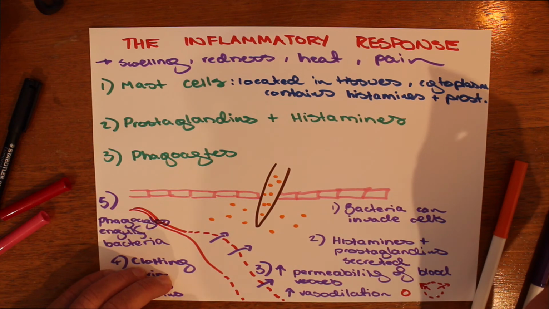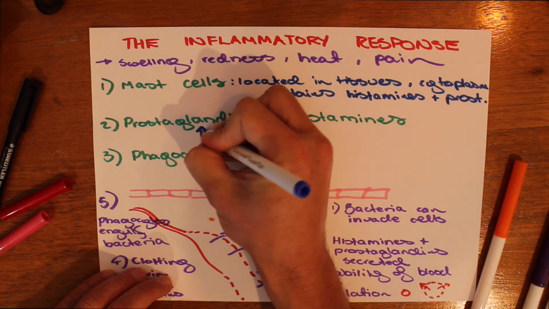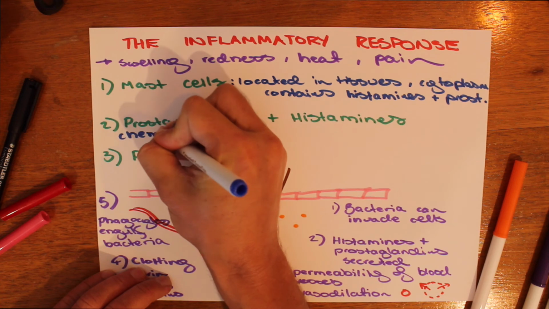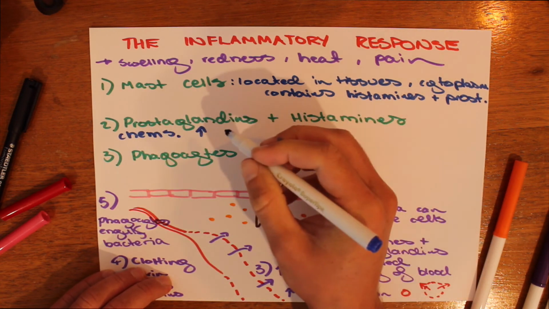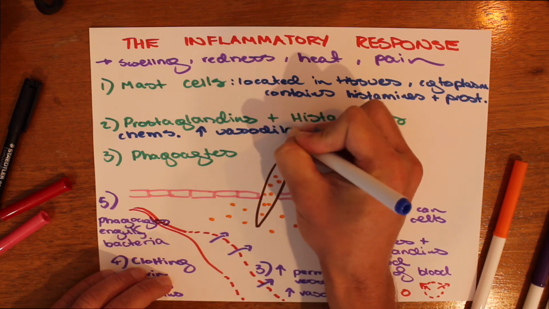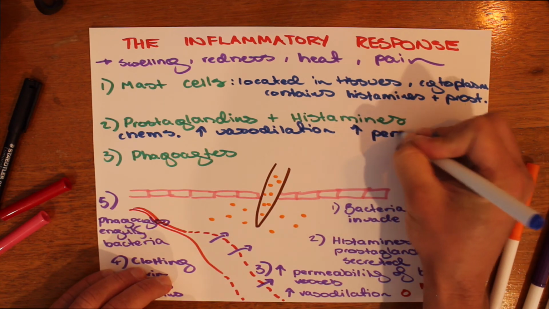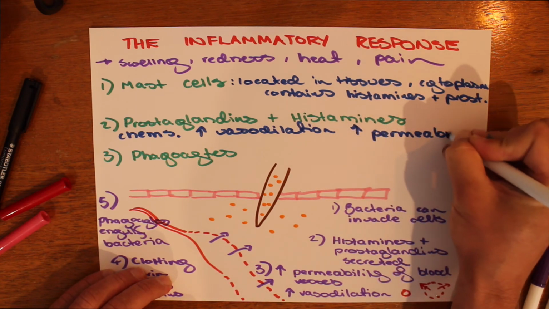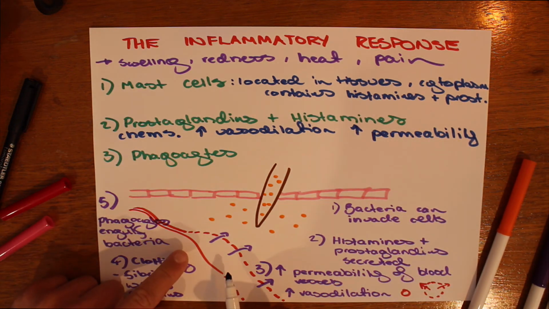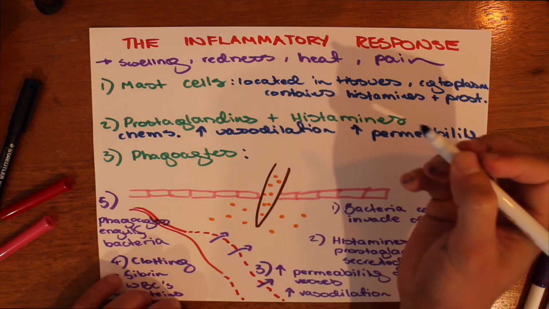So what do histamines and prostaglandins do? Well, histamines and prostaglandins, they are chemicals which increase vasodilation of blood, and they also increase permeability of the blood supply. And this is so that we get what we need at that site to that site, including white blood cells.